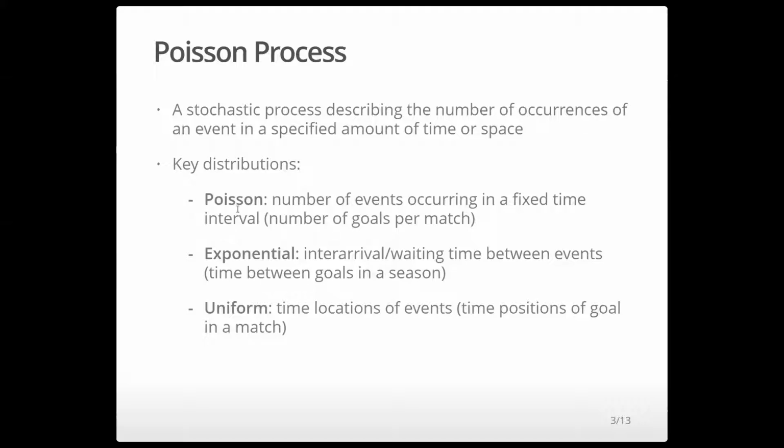So we have the Poisson distribution, which measures the number of occurrences of an event in a given time period, like the number of goals per match. Next up, we have the exponential distribution, which describes the waiting time between the events. It's like time between goals in a Premier League season. And lastly, we have the uniform distribution, which illustrates the time locations of events. For instance, time positions of goals in a match.